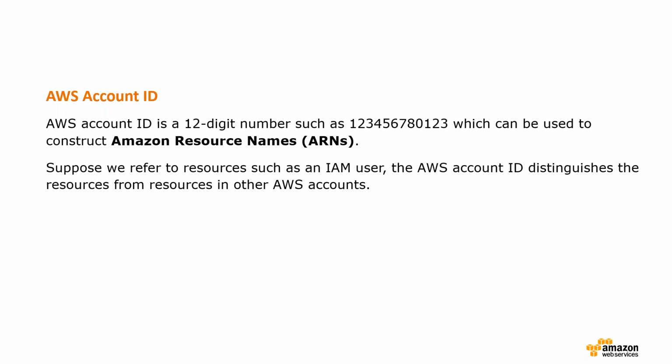Once your account is activated, you're able to see a 12-digit number. That is your account ID. Your account ID consists of 12 digits and can be used to construct Amazon Resource Names. On the basis of this account ID, they will differentiate your account and your billing information.